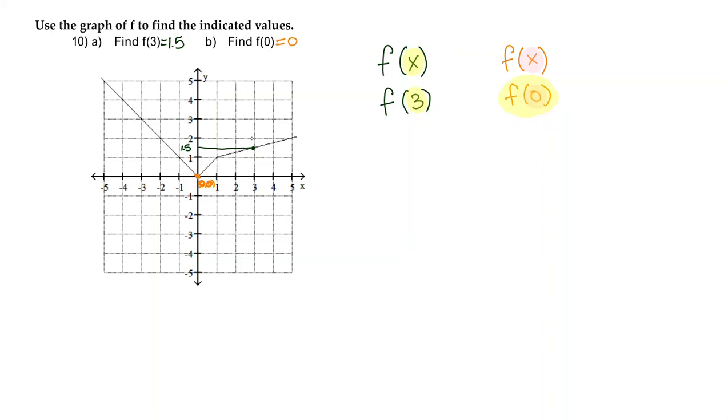And you can also label this coordinate. So this would be 3, 1.5. Okay? And that is how you find indicated values using function notation.